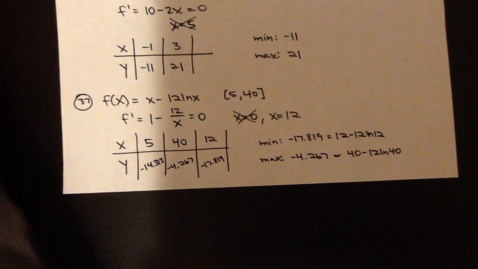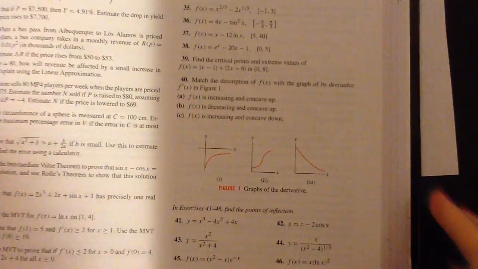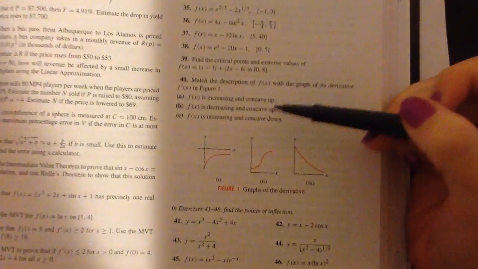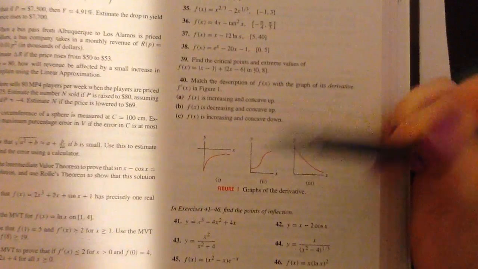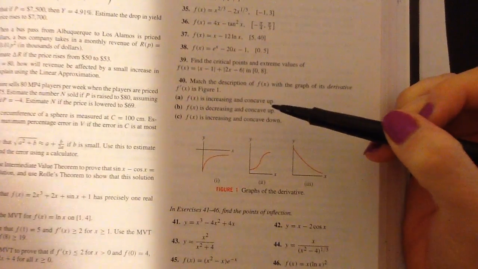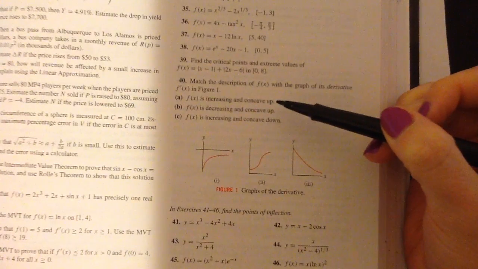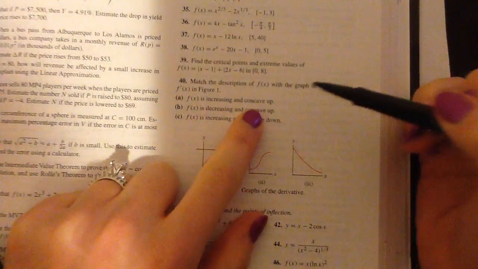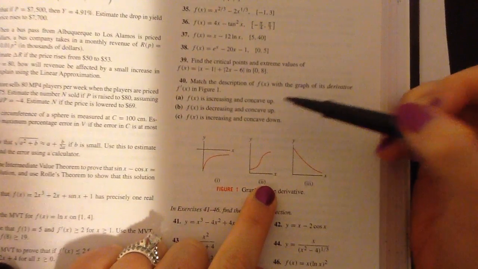Next, we are looking at a picture, so I'm going to slide the book right under here. So for number 40, match the description with the graph of its derivative, f prime of x. So if f is increasing, first of all, that means the derivative is positive, so this one's out. If f is concave up, that means that f prime would be increasing. So to match these characteristics, f prime should be positive and increasing, and that's Roman numeral number 2. So A is Roman numeral number 2.